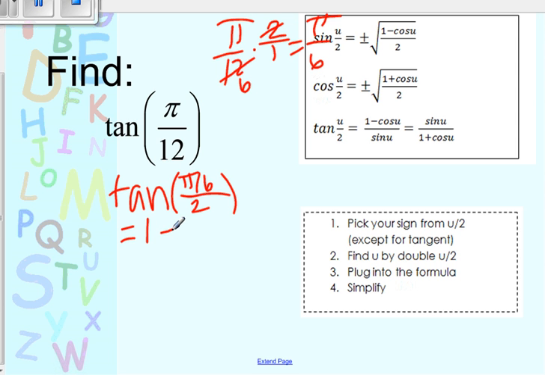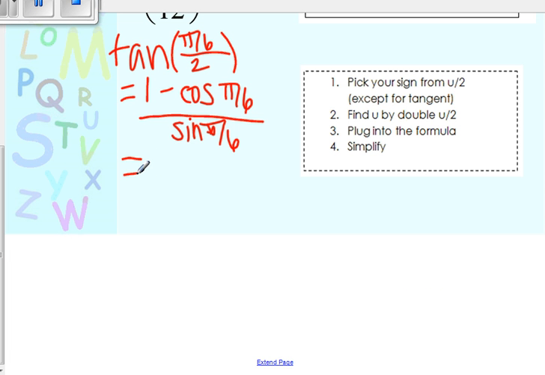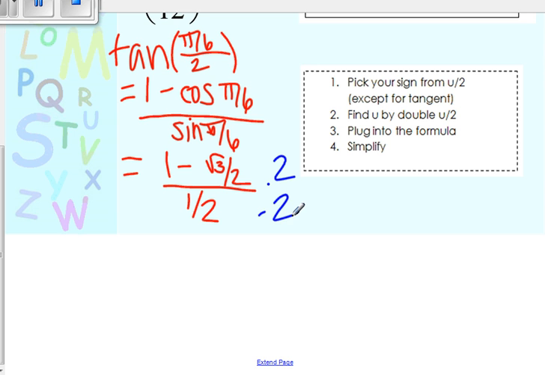So that's 1 minus the cosine pi over 6 over the sine of pi over 6. So we're going to get 1 minus the square root of 3 over 2 over 1/2. Again, get rid of the 2's. So we get 2 minus the square root of 3. So notice this was the same as the last one, but it was in terms of radians rather than in terms of degrees.